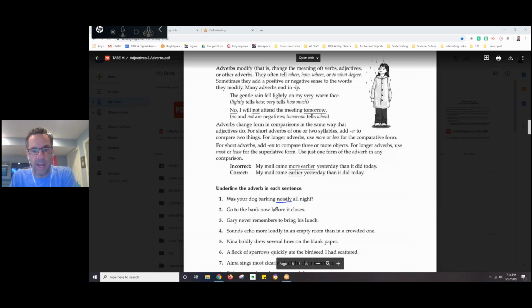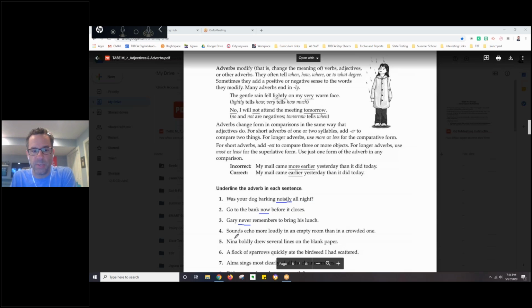Number 2, go to the bank now before it closes. They often say when, how, where, or to what degree. So I think maybe we'll do go to the bank now. When are you going to the bank? You're going to the bank now before it closes. Number 3, Gary never remembers to bring his lunch. To what degree? How often does Gary remember to bring his lunch? He never remembers to bring his lunch.